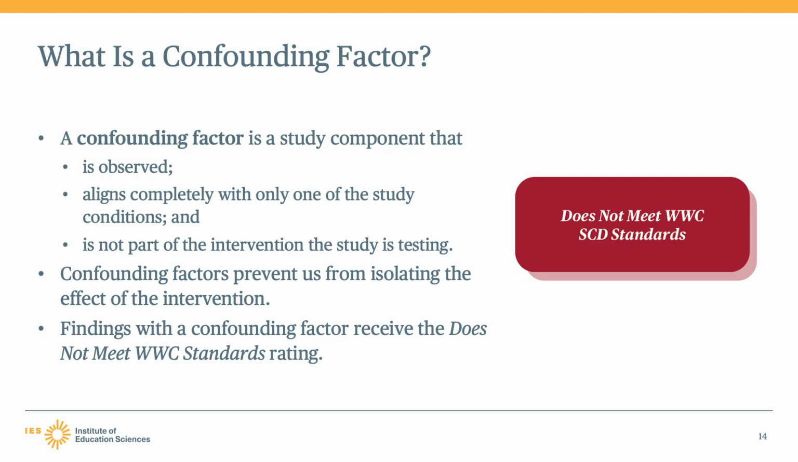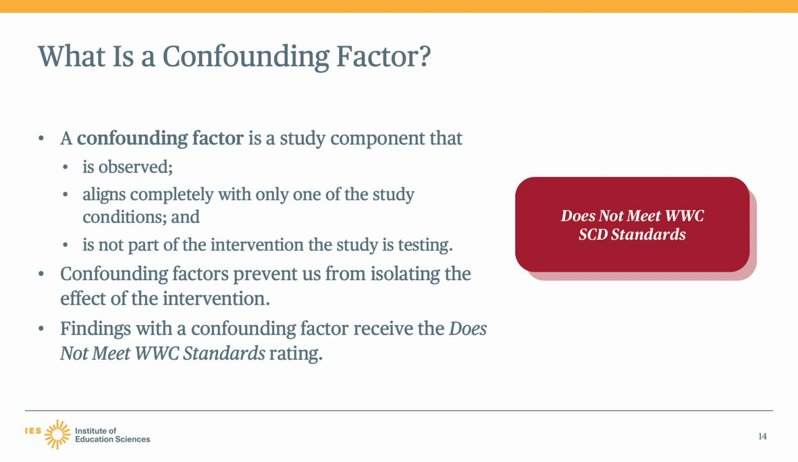The WWC's definition of a confounding factor has 3 criteria. The first criterion is that confounding factors are observed study components. Examples of observed study components are characteristics of teachers, schools, or lesson materials. Typical unobserved components include characteristics of study participants like motivation or teacher qualifications.